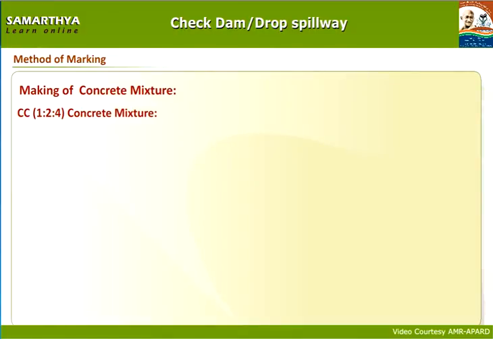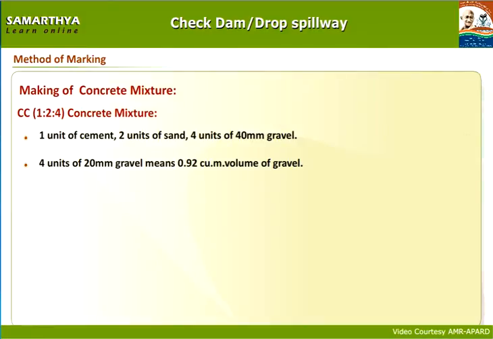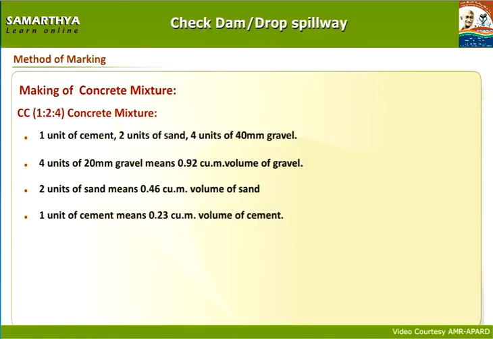1:2:4 concrete mixture. Meaning of cc. 1:2:4 concrete mixture: 1 unit of cement, 2 units of sand, 4 units of 40 mm gravel, 4 units of 20 mm gravel means 0.92 cubic meter volume of gravel. 2 units of sand means 0.46 cubic meter volume of sand. 1 unit of cement means 0.23 cubic meter volume of cement.